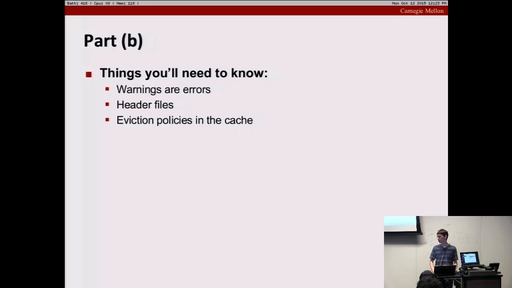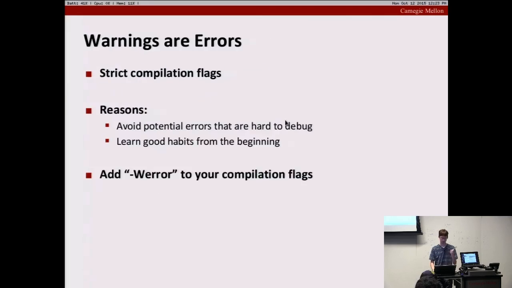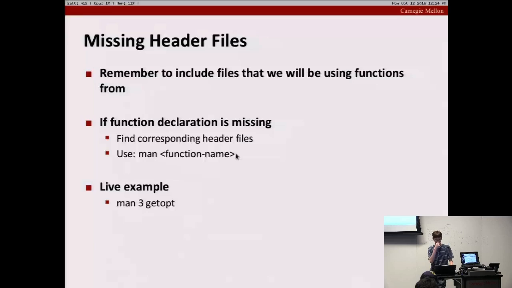Watch out for warnings when you're compiling your code. They're treated as errors. Think about the eviction policy of the cache. That matters. It's least recently used. You'll have strict compilation flags on. That's why warnings are errors. That's the way we're going to compile it. So make sure you code with good style, because if you don't, the compiler might actually not let you compile it.